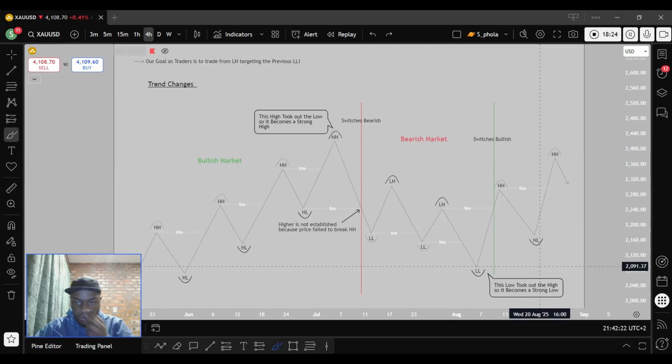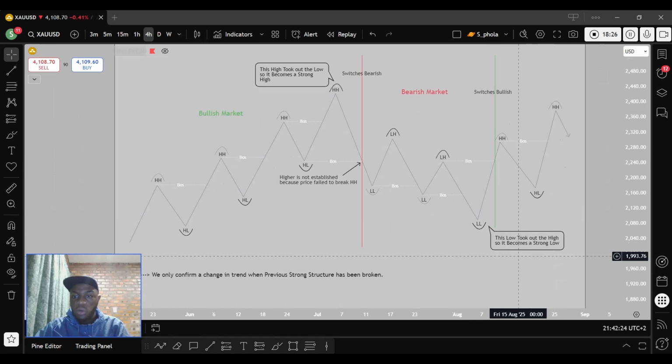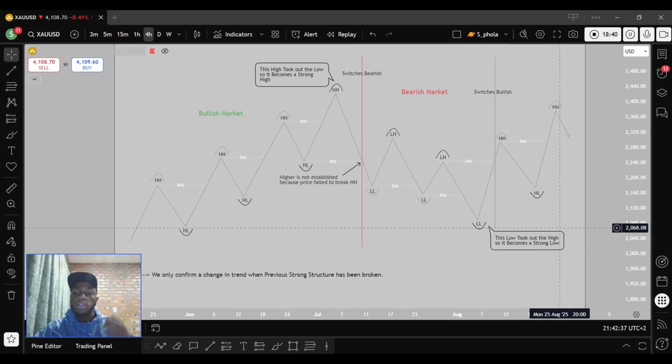So since this low took out this high, it becomes what? It becomes a strong low, and the market shouldn't come back to break this low. You understand? So which means what? It's a strong low. Understand?